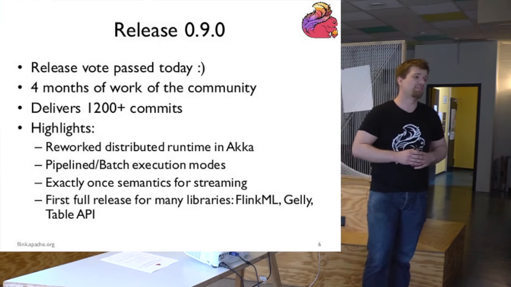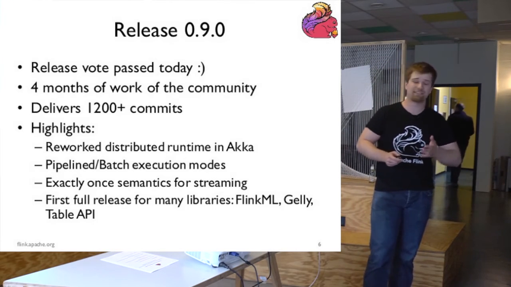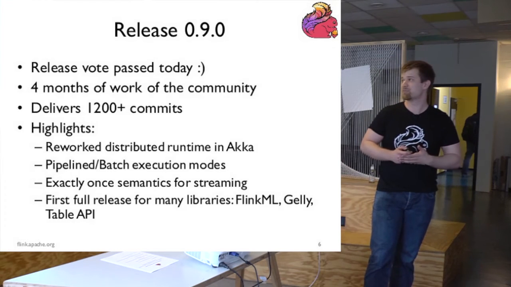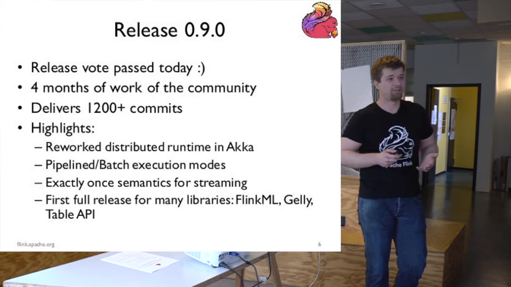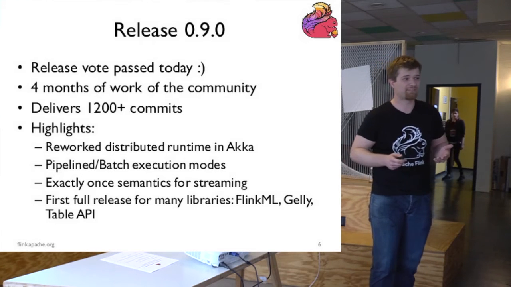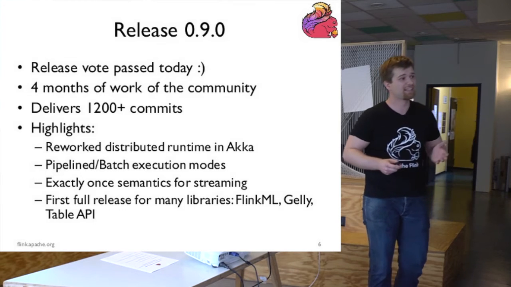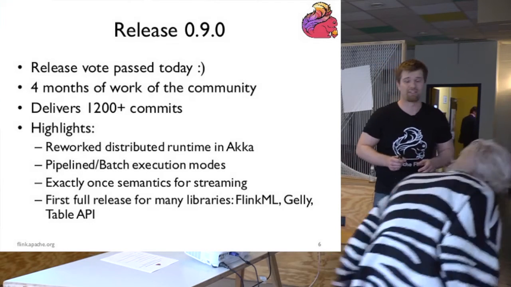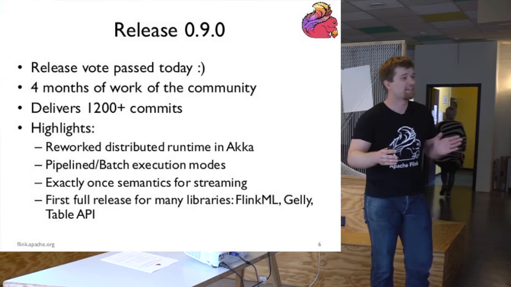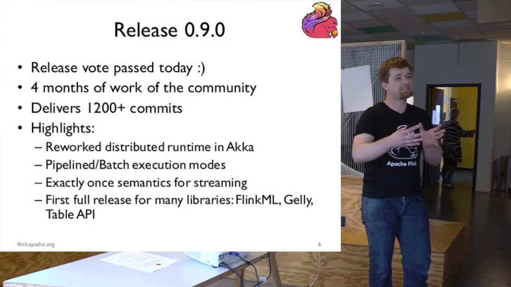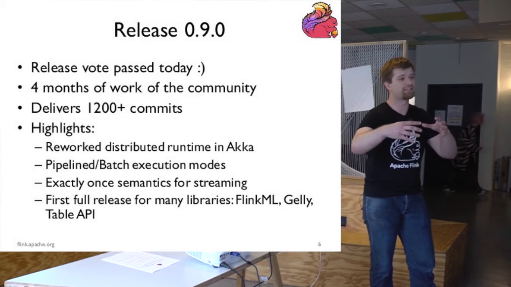But if you don't have the deduplication that GitHub has, we actually have even a bit more than that. The release delivers more than 1,200 commits, which is huge compared to the previous releases. And I also gave you a highlight of the features that it releases. It's somewhat similar to the 0.9 milestone release, but the features are more refined.